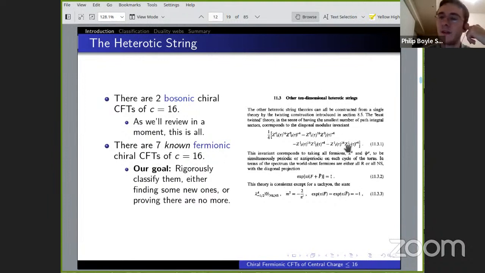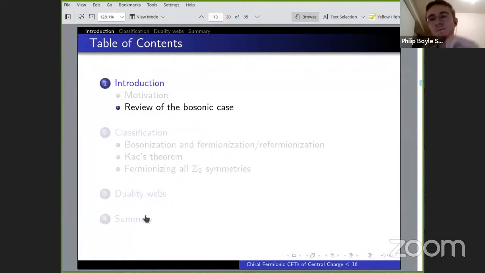But of course, this isn't necessarily all you can do, because you could take 32 free fermions and do lots of other things. You could gauge, you could do any kind of generalized gauging you can imagine. And this could generate some new exotic theory. So it's not obvious that these theories are indeed all of them. So our goal is to rigorously classify them, either finding some new ones or proving that there aren't any new ones. And I'm sorry, but the conclusion is the second one. But at least now we know it.